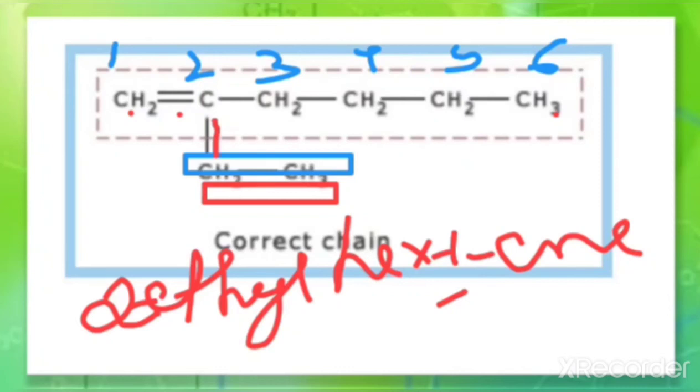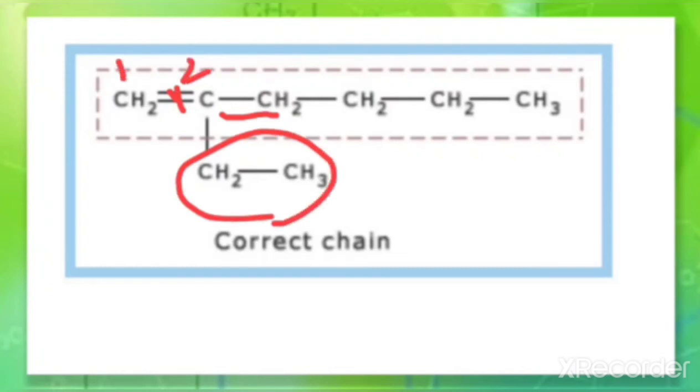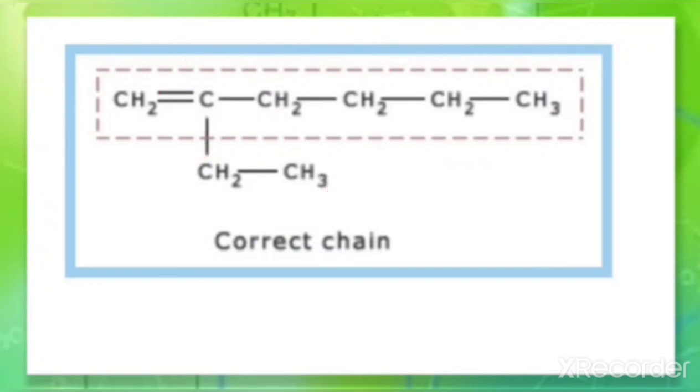For example, if the double bond is not here but here, what will be the name? Because this is a substituent on the second carbon, this one is the first, this is third, 4, 5, 6. So what will be the name in that case? If the double bond is between the second and third carbon, the name of this compound will be 2-ethylhex-2-ene. Because the double bond is between the second and third carbon, we have to name it as hex-2-ene. So that is the difference between hex-2-ene and hex-1-ene.